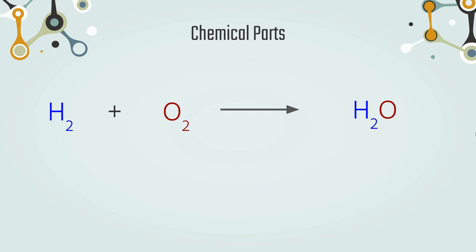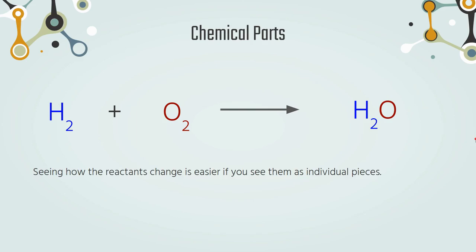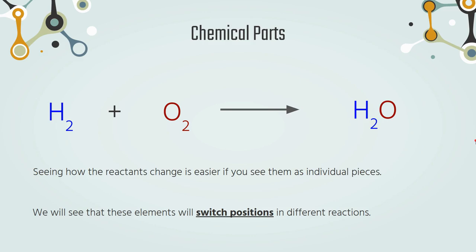Now, in this presentation, I want you to start seeing the chemical parts in a couple different ways. It's easier to see how these reactants change if you see them as their pieces. For instance, hydrogen and oxygen are essentially our pieces, and they combine to form H2O. They're combined, but we still want to be able to see them as where they came from. The H's and the O's were distinct pieces, because we'll see that these switch positions and partners in some of these reactions.